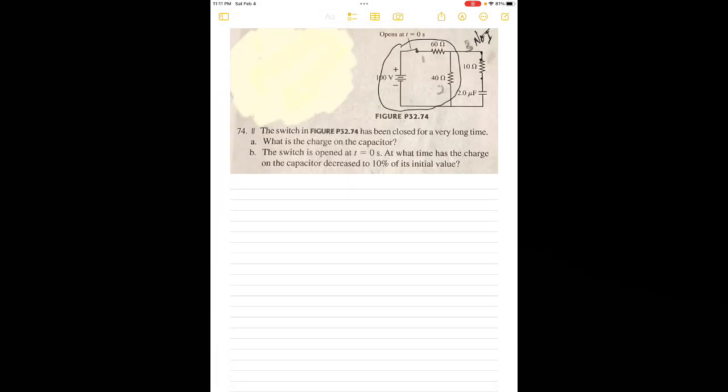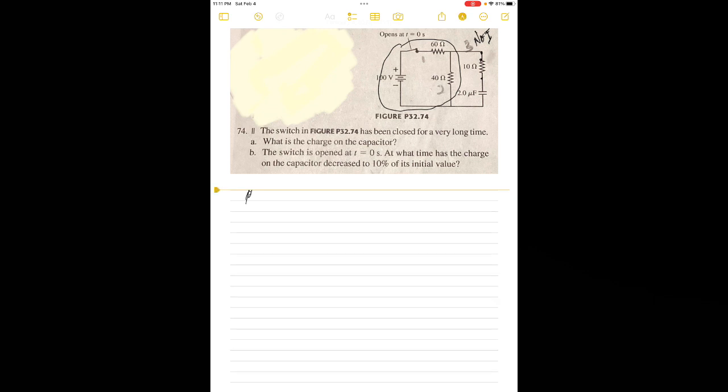First things first, the resistance on this section, because it's in series, we're just gonna add the 60 ohms plus the 40 ohms, and it's gonna give us 100 ohms. And then in question A, they are asking us what is the charge of the capacitor. We know the charge of the capacitor is gonna be C, the capacitance, multiplied by V. But first we have to find what's the V.